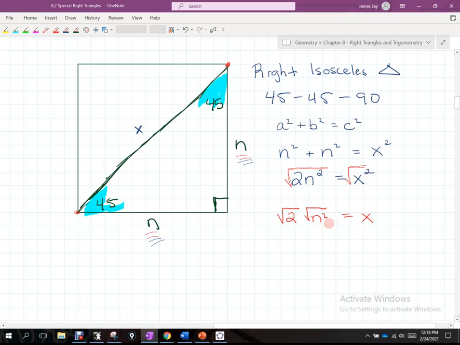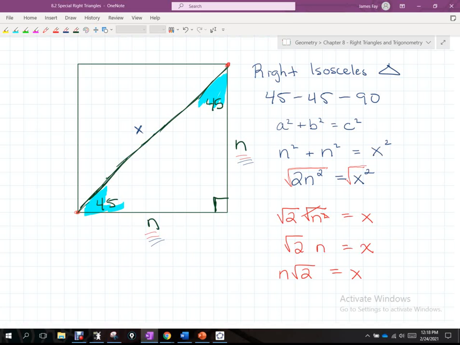Now the reason I would do this is, what is the square root of n squared? What does that change to? It just changes to n. So I get radical 2 times n equals x. Now, there's just a common practice with notation here. If you have a variable with a radical coefficient, so radical 2 is my coefficient for n. Does that make sense? Okay, radical 2 is about 1.4.